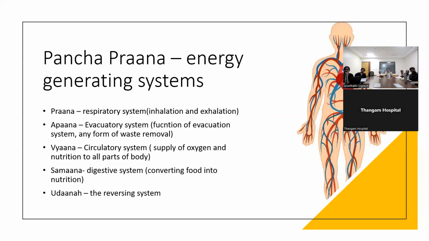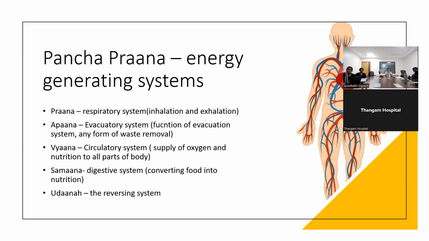Then the next is Pancha Prana, the energy generating systems. We have energy generating systems in our body. Those are the next 5 components. First is prana, the respiratory system, inhalation and exhalation. Without a respiratory system, naturally our body cannot function. Next is apana, the evacuatory system. The function of evacuation is any form of waste removal in our body. Then vyana, the circulatory system that supplies oxygen and nutrition to all parts of the body. Then samana, the digestive system converting food into nutrition.